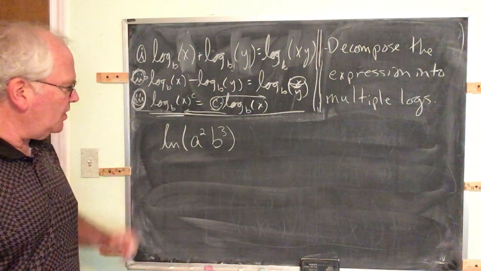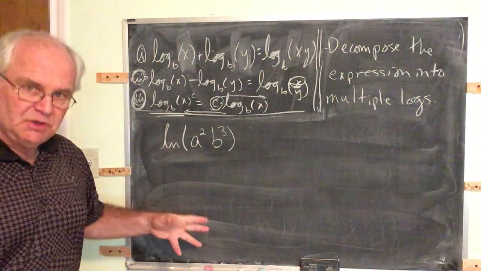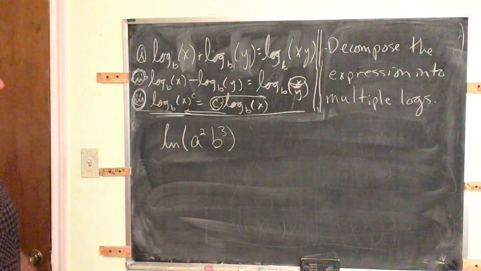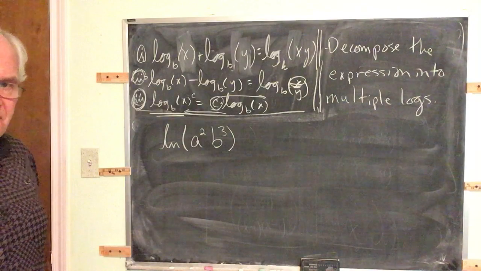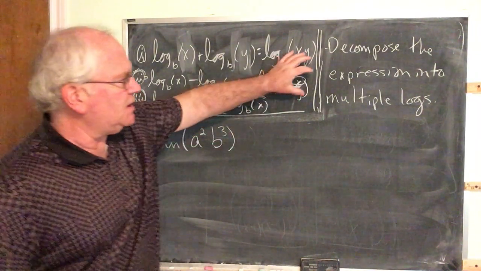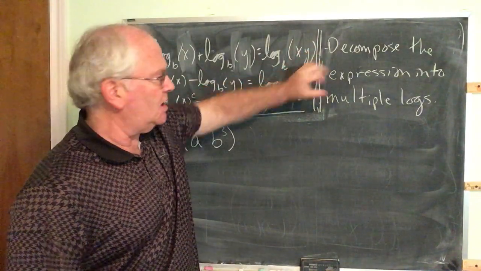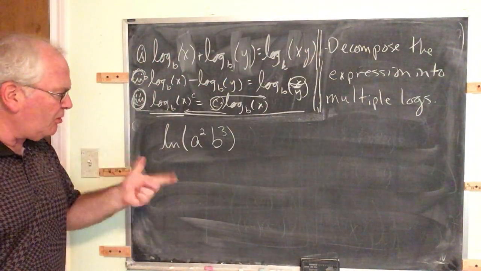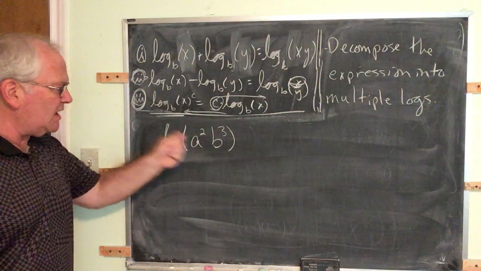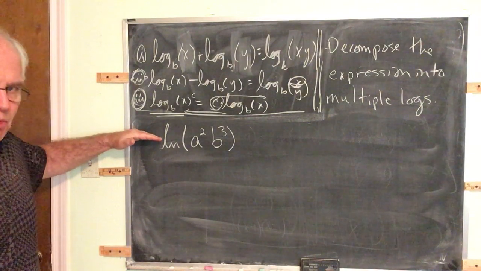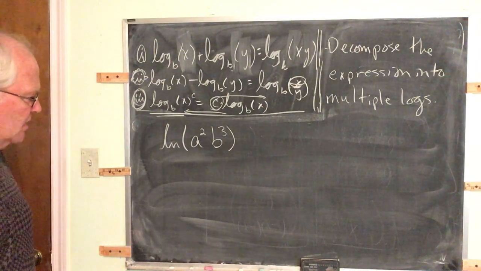Our next examples are going to involve doing the reverse process of what we were just working on in the previous videos. Instead of combining several logarithms into one larger one, what we're going to do now is decompose the expression into multiple logarithms. One of the rules is we want no products and no quotients, and we want to have no exponents. So essentially we're going to reverse the process that we were doing previously.